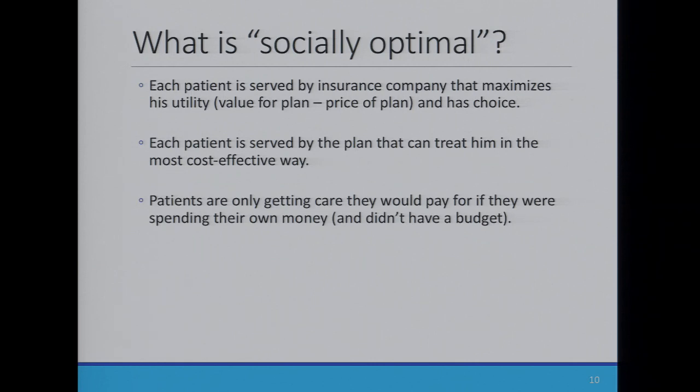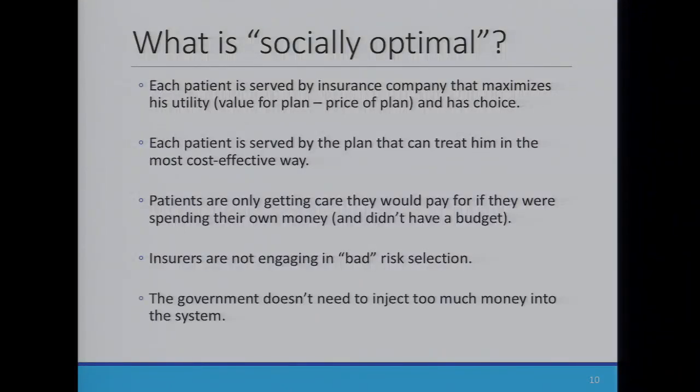Perhaps it's that patients are only getting care that they would pay for if they were spending their own money and didn't have a budget. So if their value is how much money they value the plan at, then they should only be getting care that makes sense here. Hopefully, insurers are not engaging in bad risk selection, which we'll talk more about. And maybe we want that the government doesn't have to inject too much money into the system. So here are just some things that we might look for in a socially optimal outcome.